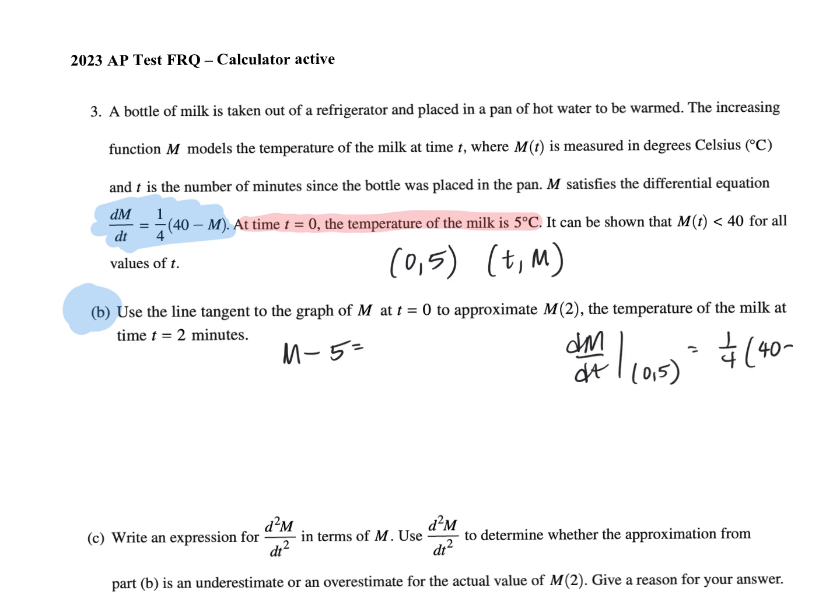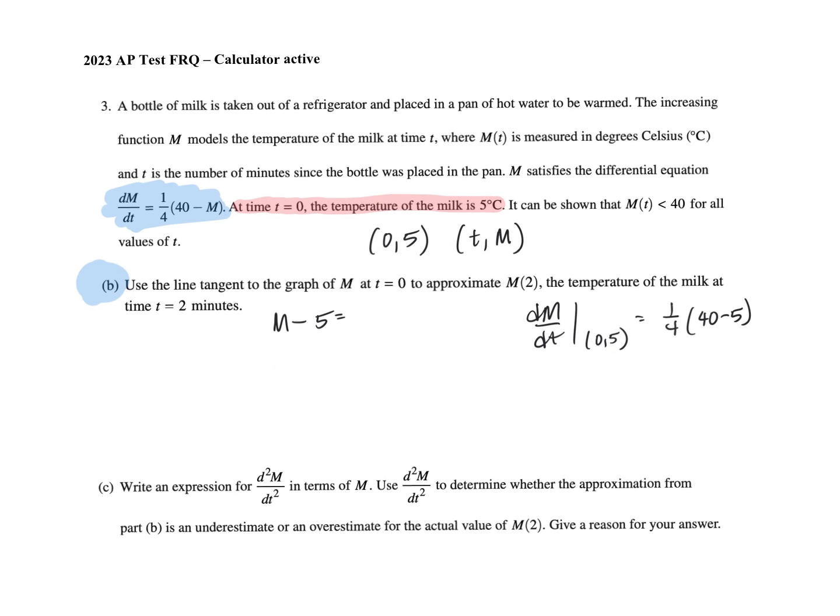1/4 times 40 minus 5. What's 40 minus 5? 35/4? Is that our slope? It's about 10.25. Yeah, I'm going to leave it as 35/4. Oh, it's 8.7. Oh, what was I doing? 35 fourths. T minus 0, so can I just say T? And is 2 pretty close to 5? It's pretty close, so they're saying use that to estimate. M of 2 would be about 35 fourths times 2 plus 5. Done.